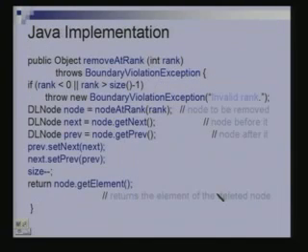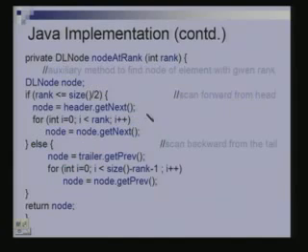Similarly, I can write down the Java code for doing this. Once again, I am assuming the procedure nodeAtRank, which, given a rank, tells me which node is sitting at that rank. Now, how do I implement this procedure nodeAtRank? There is nothing else I can do except march through the list, and keep incrementing my counter until I reach that rank.